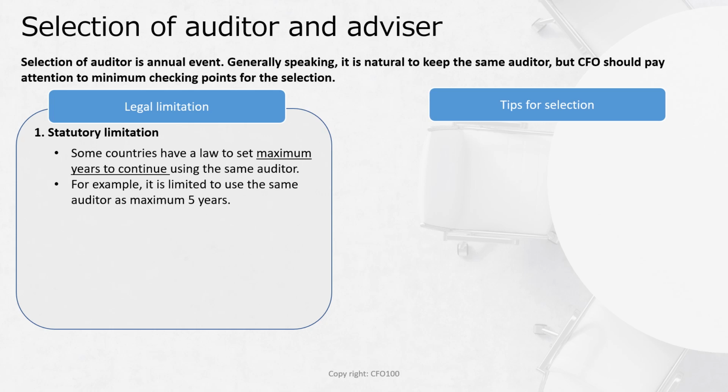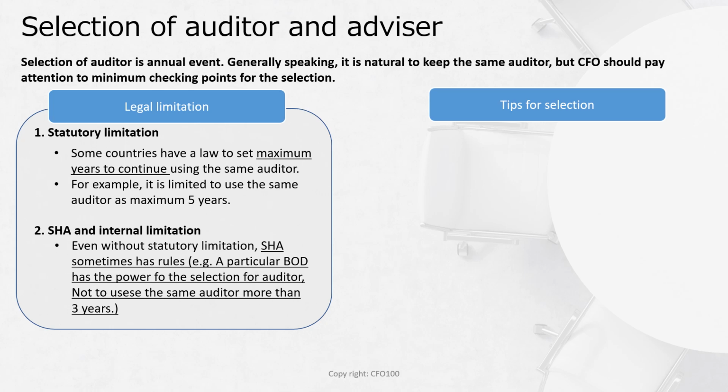In addition to that, there may be limitations defined in the SHA and the internal accounting rules. You need to check the contents. For example, a particular board of directors has the right to select and suggest an auditor for the company. Before signing the contract with the auditor, the SHA or Articles of Association should be checked.